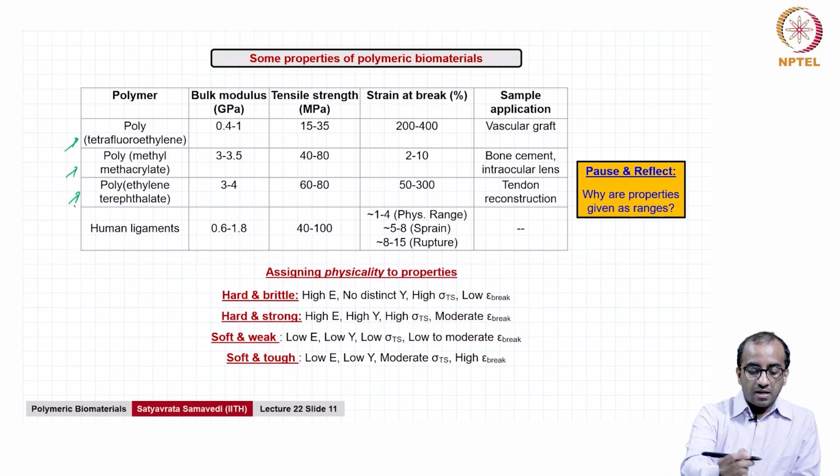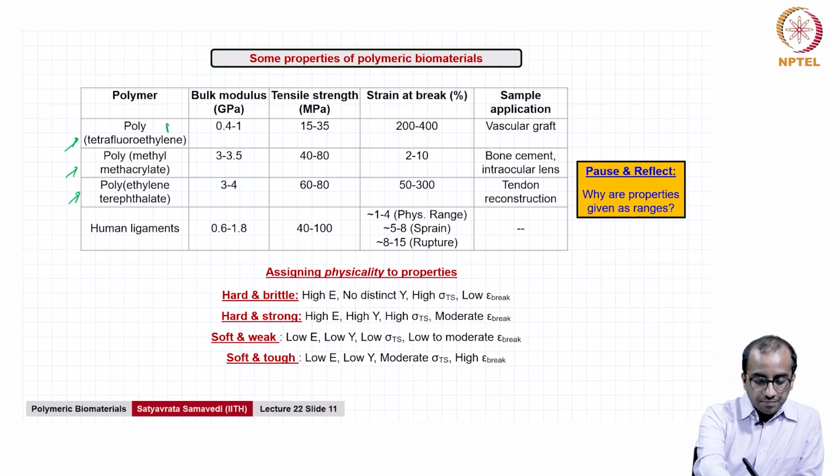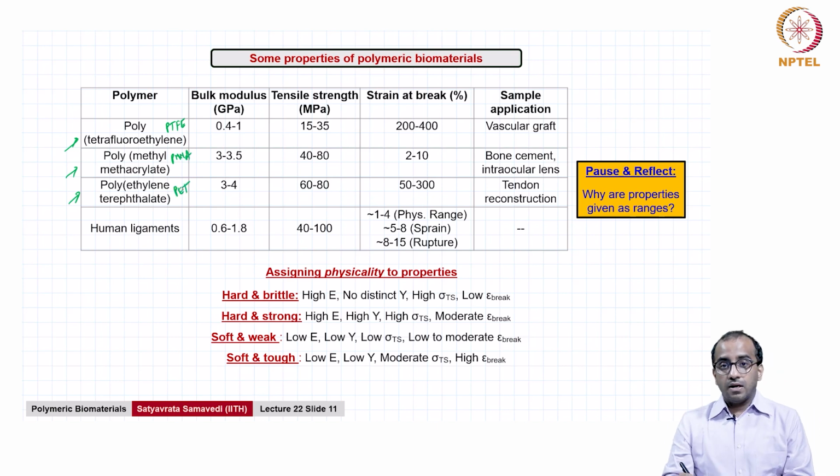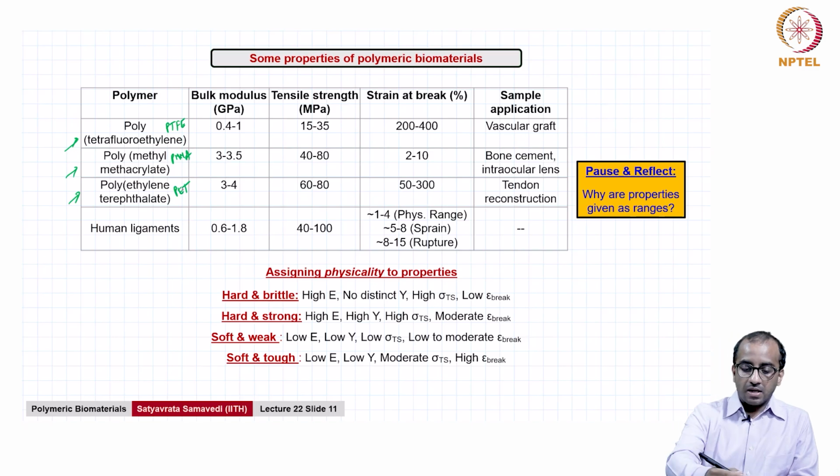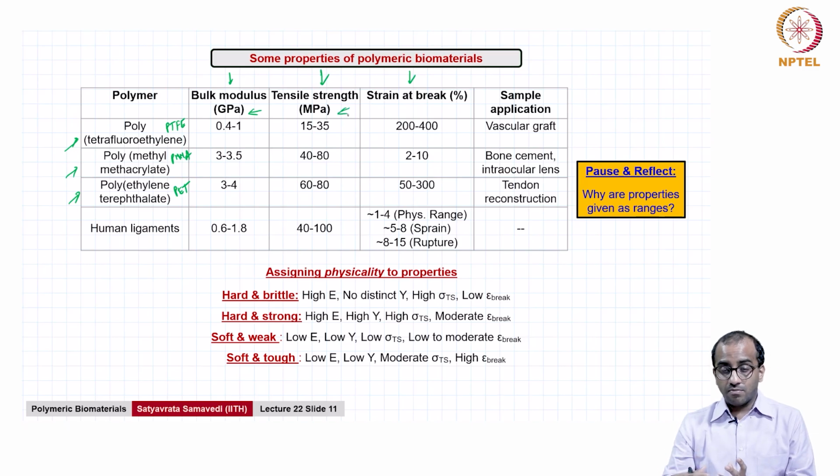So the polymers listed here are PTFE, PMMA and PET. And what we are showing here in the table are properties that we have already looked at in this lecture, namely bulk modulus, tensile strength and strain at break. And note the order of magnitude of what we are talking about here. So earlier when I said modulus can be of the order of gigapascals, this is what I was talking about. And of course some sample applications of each of these, namely in vascular grafts, in bone cement or intraocular lens, and in tendon reconstruction.